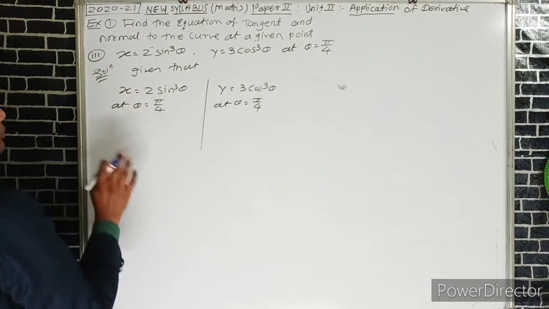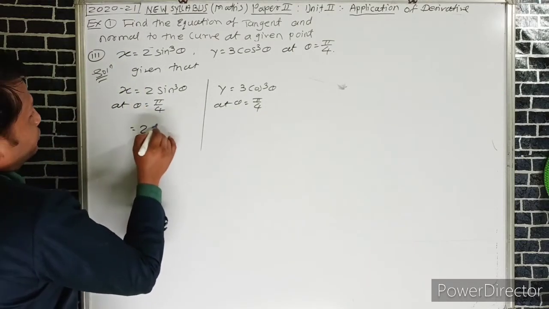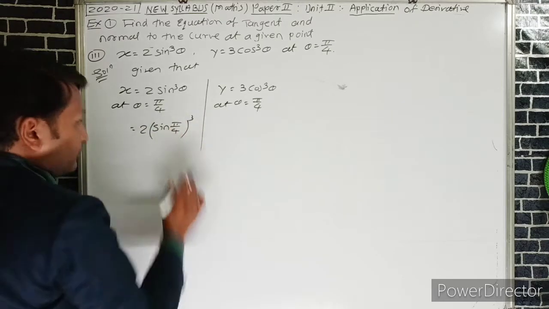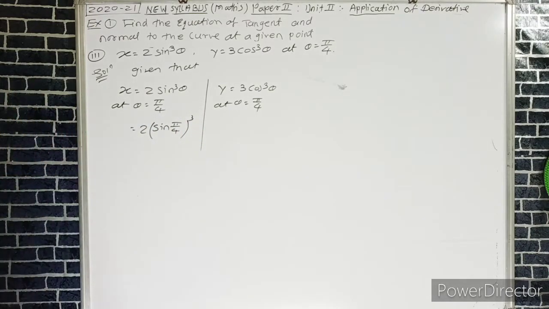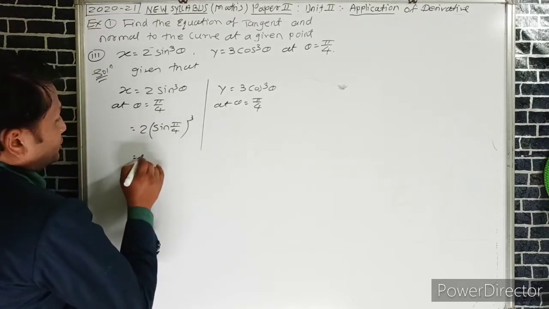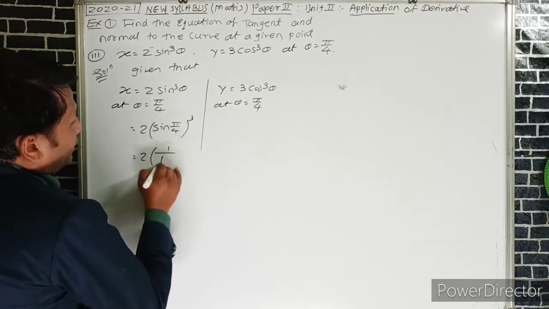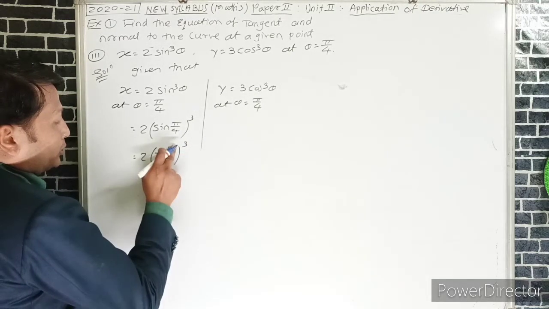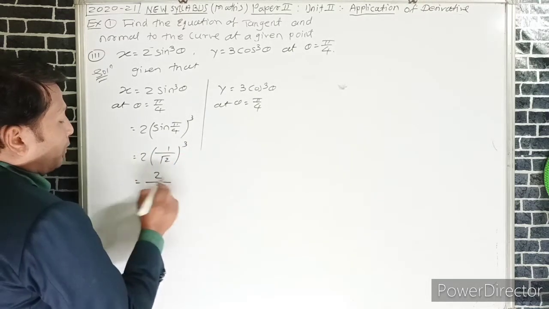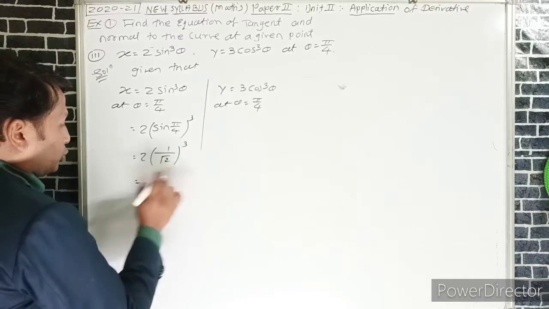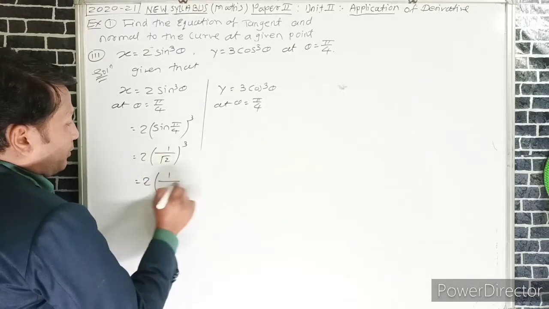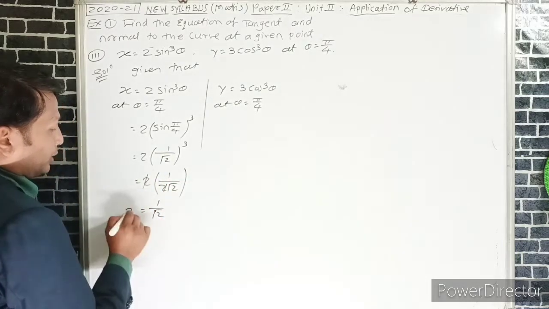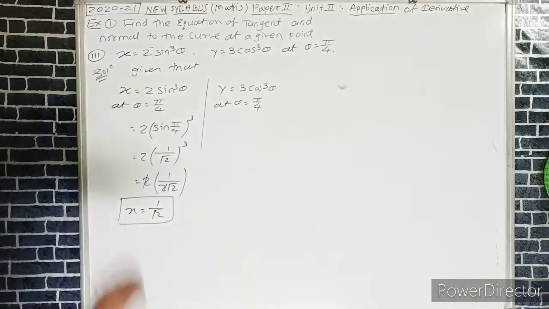Here the value of theta is pi by 4, so we can write x is equal to 2 into (sin pi by 4) whole cube. We know that the value of sin pi by 4 is 1 by root 2, so 2 into (1 by root 2) whole cube, or we can write 2 into 1 upon 2 root 2. Here the 2 cancels, and we get 1 by root 2, which is the value of x.